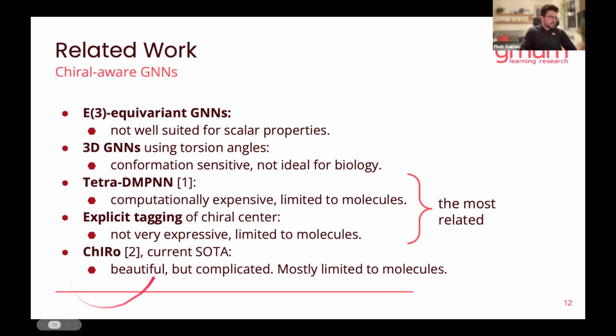And here we have the last one, and definitely not least, which is Chiro. I believe it's called Chiro. It was presented in your reading group, I guess. It's the current state-of-the-art method for chiral-aware tasks in molecular property prediction. It's really nice. I mean, it's mathematically, let's say, beautiful. However, it's kind of complicated and mostly limited to molecules. I don't see more drawbacks of that method. However, it's kind of different to ours, so why not have two?